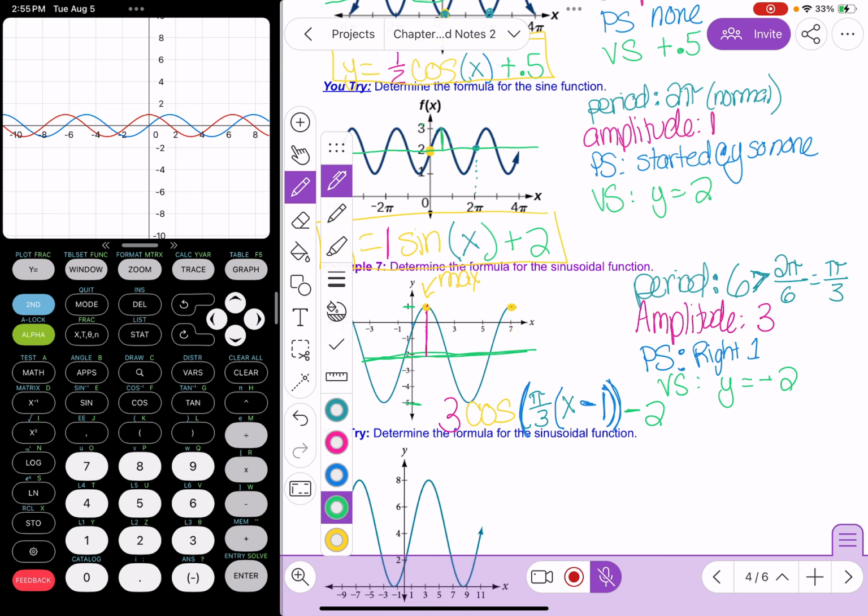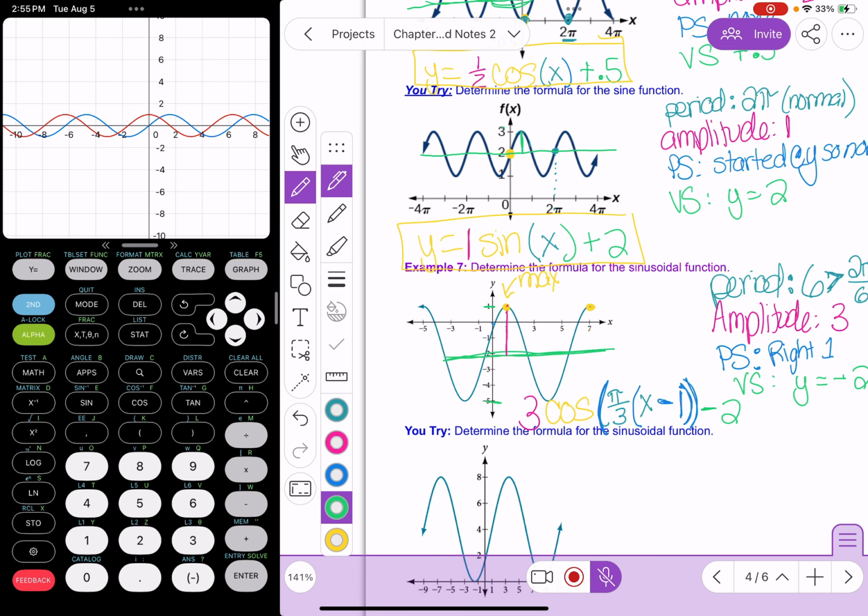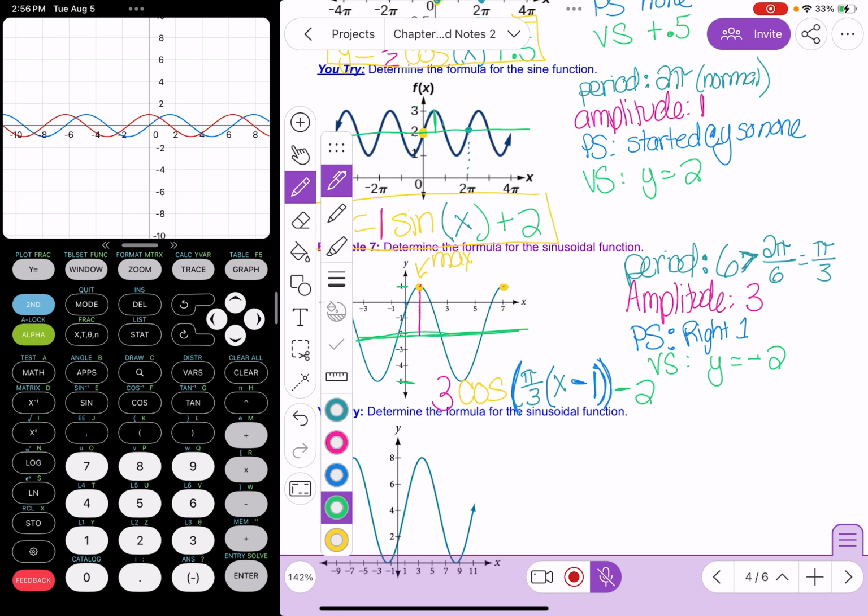So that's our cosine, because I chose to do that one with a cosine. Now let's say I chose to do sine instead. Okay, so that's cosine.